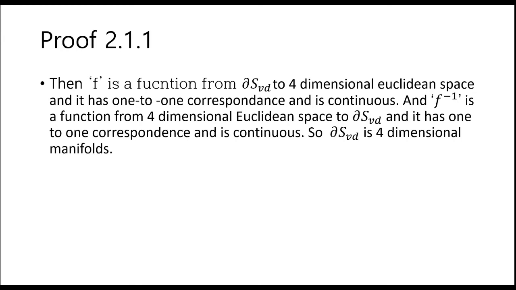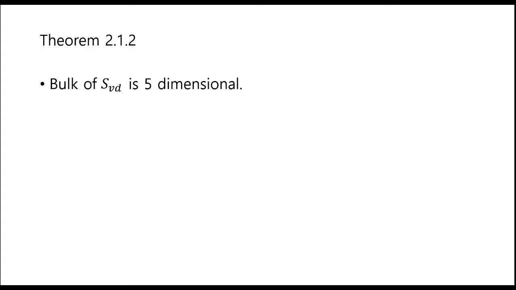And then f is a function from DS3D to 4-dimensional Euclidean space, and it has one-to-one correspondence and it is continuous. And inverse f is a function from 4-dimensional Euclidean space to DS3D, and it has one-to-one correspondence and is continuous. So DS3D is a 4-dimensional Euclidean 4-dimensional manifold.